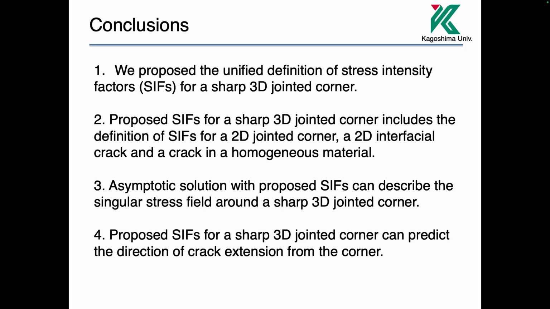An asymptotic solution with the proposed stress intensity factors can describe the singular stress field around a sharp 3D jointed corner. So I can say the proposed stress intensity factors for the sharp 3D jointed corner can predict the direction of the crack extension from the corner.